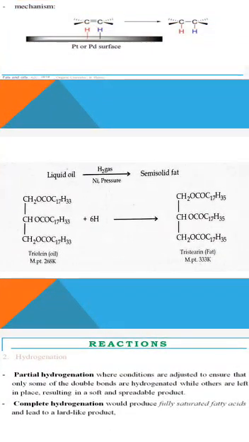The liquid oil like triolein, when it undergoes hydrogenation in the presence of a catalyst like nickel under pressure, this triolein containing unsaturated fatty acid is converted into tristearin containing saturated fatty acid. See here, after addition of hydrogen, C17H33 in the oil becomes C17H35. Hence the melting point increases after the oil becomes a fat.